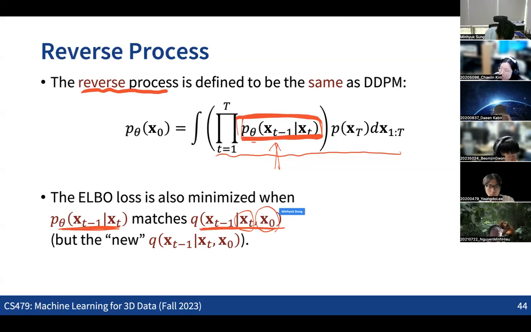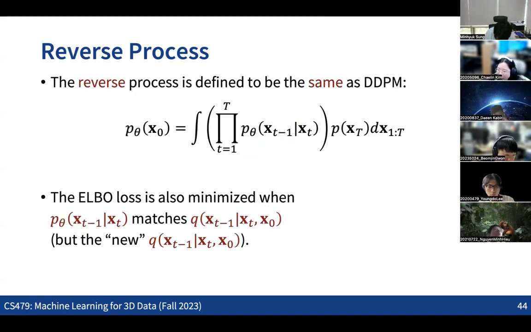But here the thing is that while we are also minimizing these two, in the forward process we defined this conditional distribution in a kind of new way, right? So now this distribution is not exactly the same as the DDPM distribution. So what we are going to do is match this reverse transition to be the same as the new distribution like this. So that's the difference.